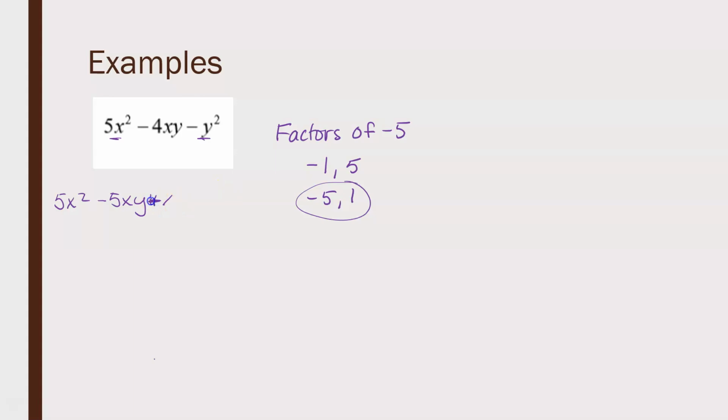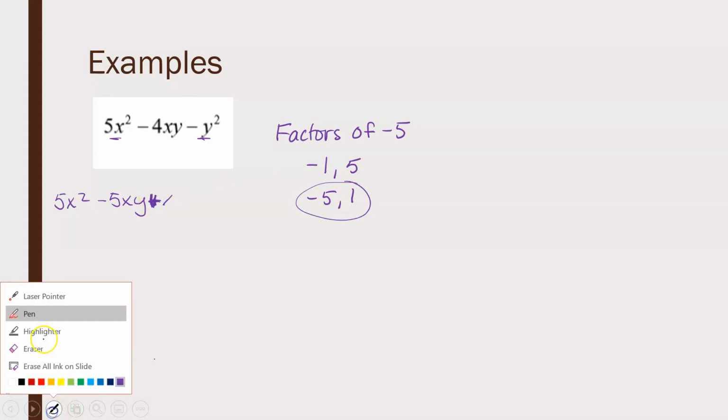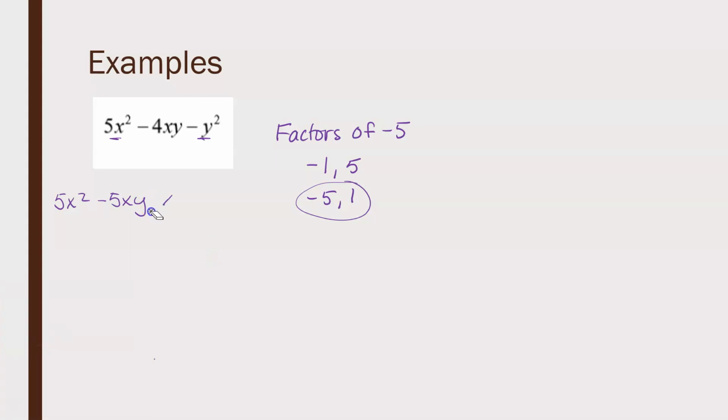Sorry, this is a positive sign. So this is positive xy minus y squared. So what should I group together? I'm going to take those 5's together, and then I'm going to group these together. I don't know, those 5's just jumped out at me.